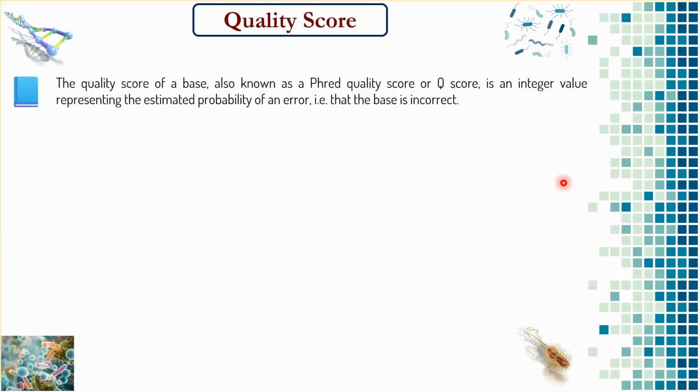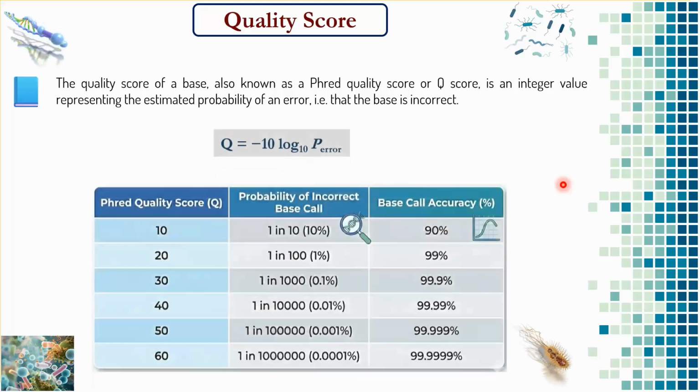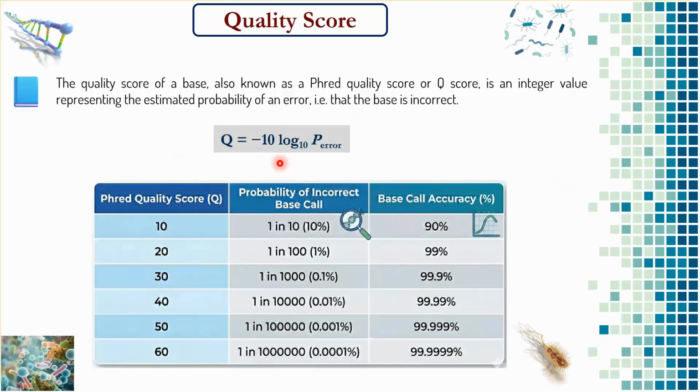These quality scores are based on the Phred quality score system. So the quality score reflects the probability of error in base calling. The formula for calculating the Q score is shown here. Here Q is the quality score and P error is the probability that the base is called incorrectly. Based on this relationship, as we can see from the table, Q20 means 1% error, Q30 means 0.1% error, Q40 means 0.01% error. So higher quality score means lower probability of error and therefore higher confidence in the base call, as we have discussed in the previous lecture.